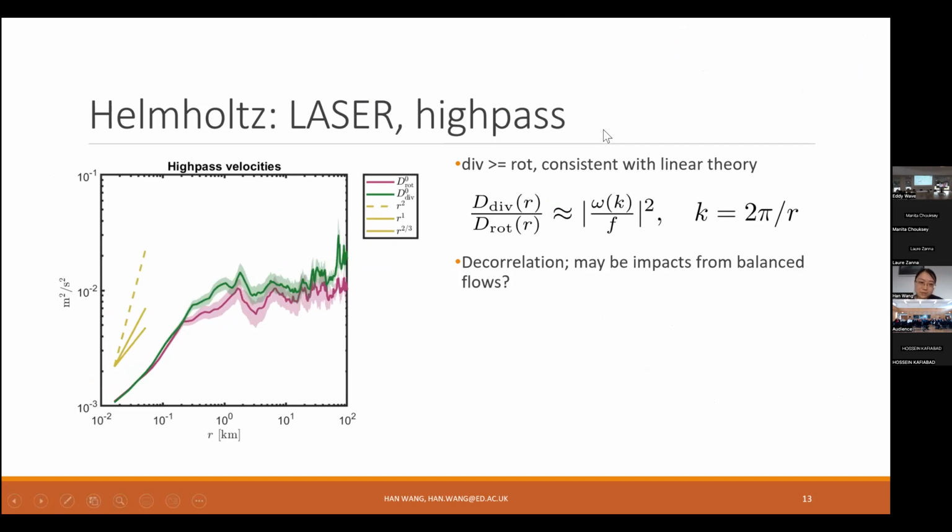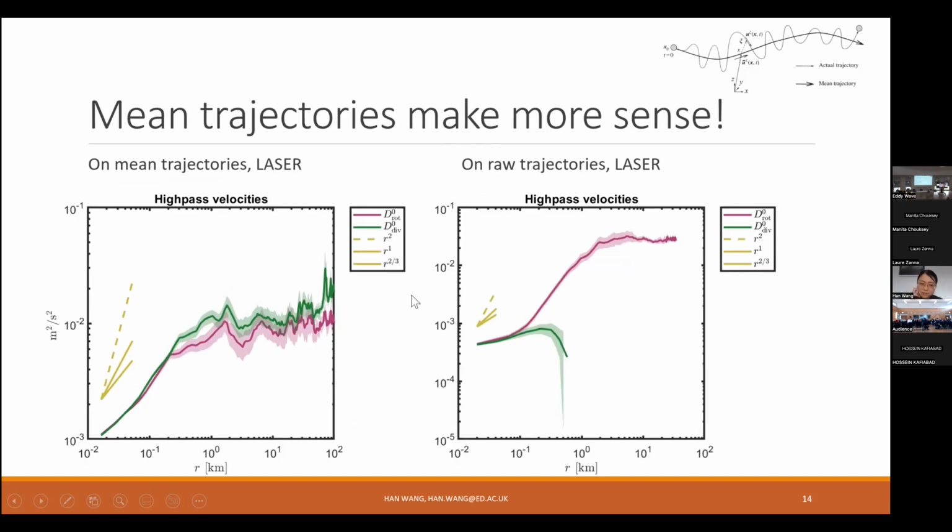This is what we get if we do the same thing for the LASER data. We compute the high-pass field and then do a Helmholtz decomposition again. Again, we see that the divergent component is always larger than or equal to the rotational component. But it seems like at scales larger than about 1 kilometer, the structure functions start to decorrelate, in that they become flat and fluctuating. We speculate that this might be related to the increased submesoscale instabilities in the LASER data set as compared to GLAD.